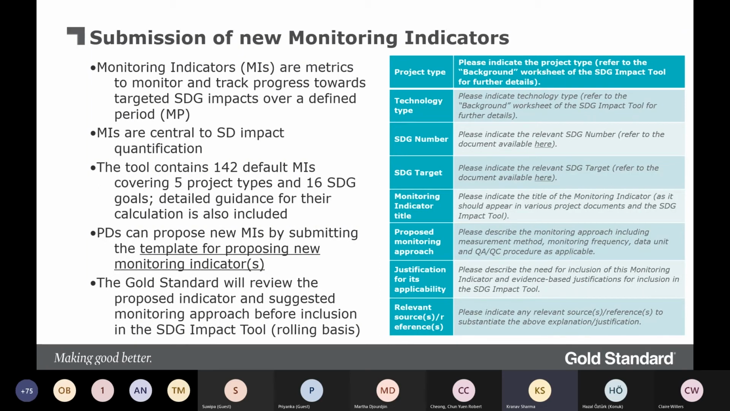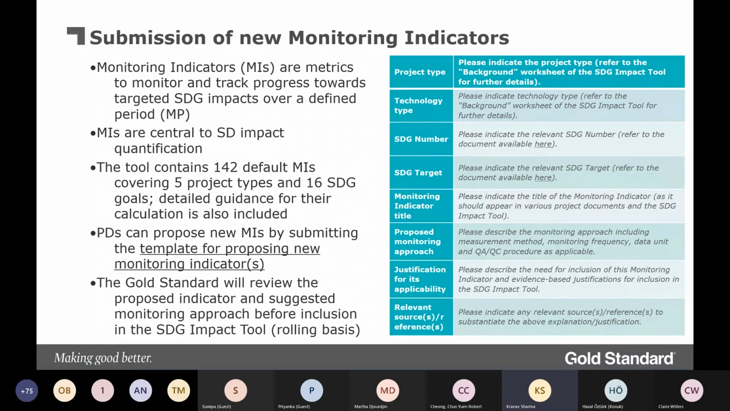So there is a process by which project developers can submit new monitoring indicators, and what they would need to do is fill in and complete a template for proposing new monitoring indicators. This template is available on the Gold Standard website in the page of the SDG tool, and you can also find the link on this particular slide here, which is underlined. This template is also shown as a table on the right side of your screen.